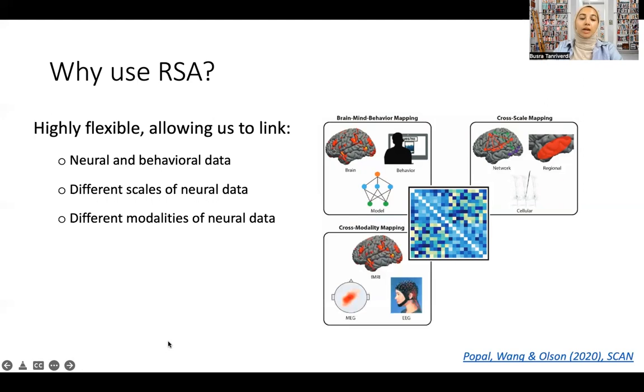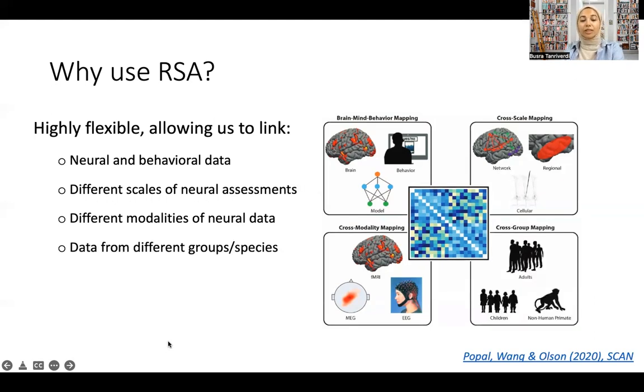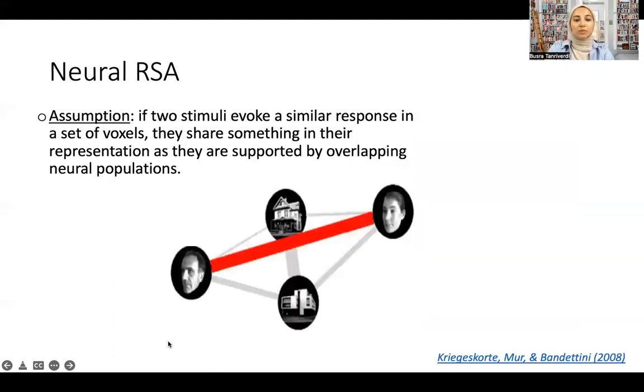We can also do similarity analysis between different modalities of neural data. For instance, if you have fMRI and MEG data, you can use RSA to calculate how similarly things are represented between the two modalities. And finally, we can link data from different groups or species. For instance, if you want to compare young kids versus adults, or humans versus primates. In the workshop, we will be focusing on neural RSA and then link the neural similarity to behavioral data.